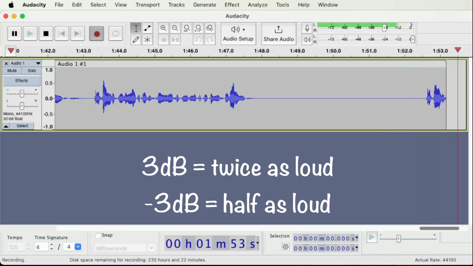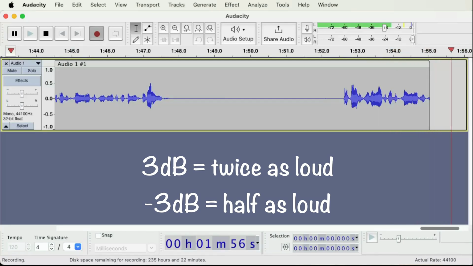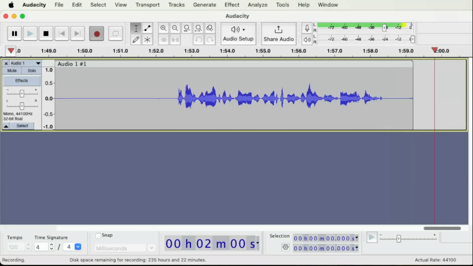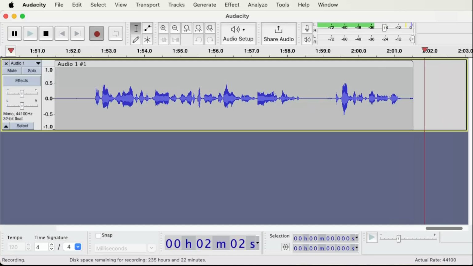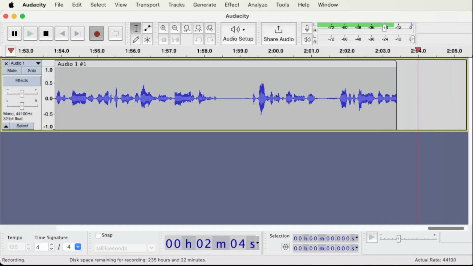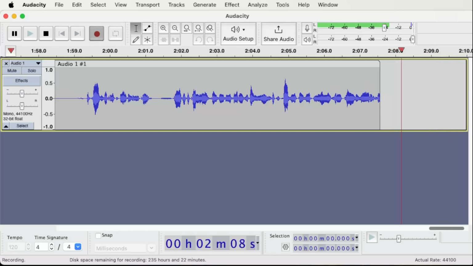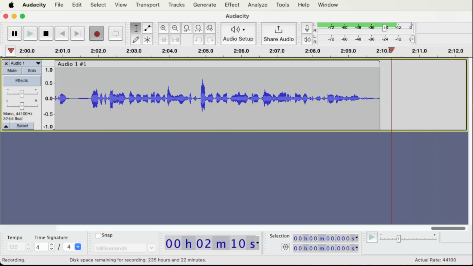I find that using multiples of 3 makes it easier to pick a useful value than spending a lot of time with it. Of course, it works the other way too. An amplification of 3 dB doubles the volume, 6 quadruples it, 9 makes it 8 times as loud, and 12 makes it 16 times as loud. It's all about the math.